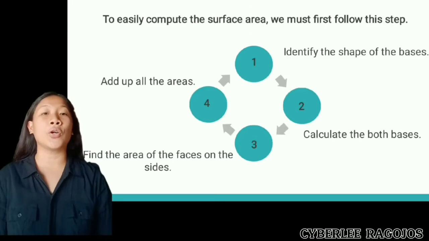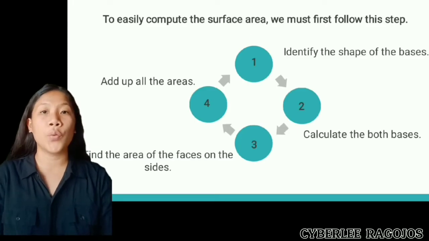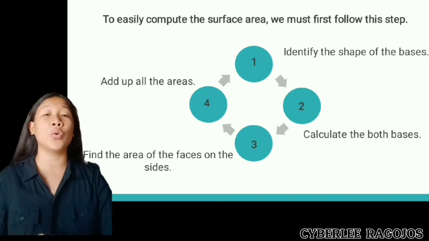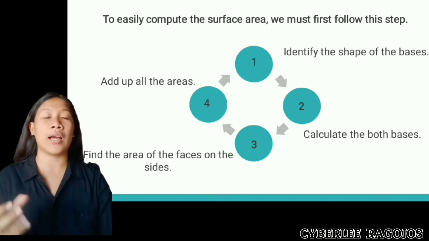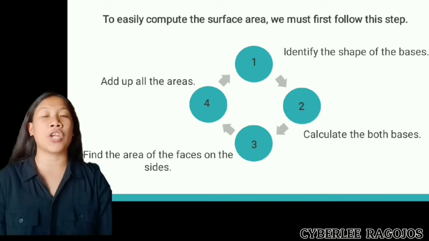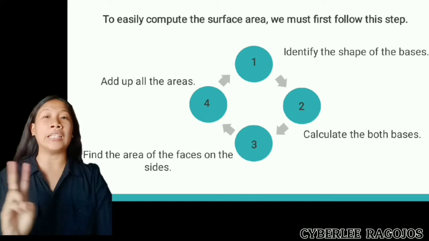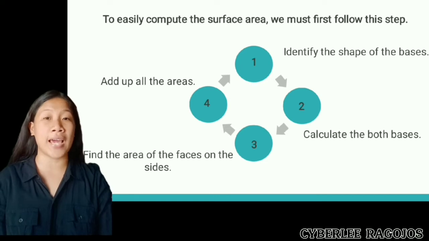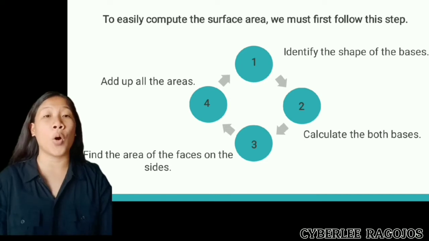To easily compute the surface area, we must first follow these steps para makuha natin yung measure na kakalabasan ng surface area natin. First is identify the shape of the bases. Second, calculate the area of both bases. Third, find the area of all the faces on the sides. Fourth, add up all the areas.